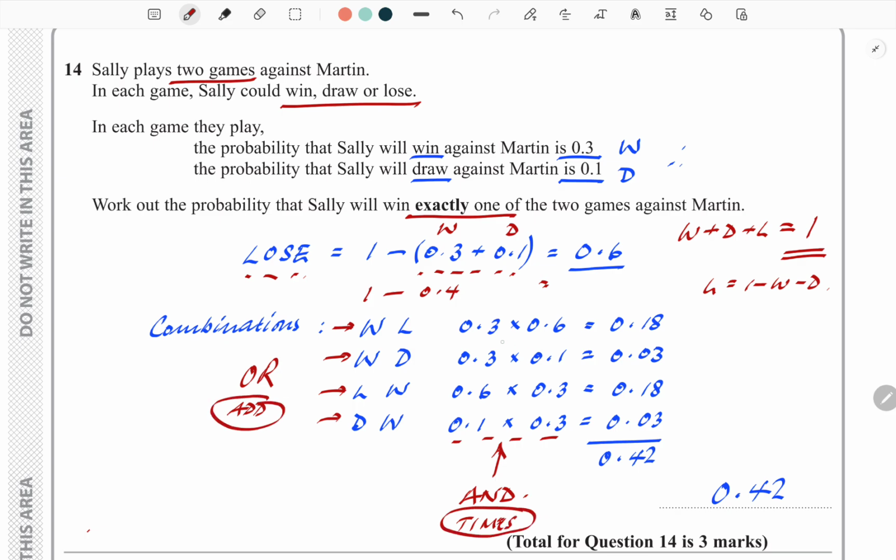All right, so the first one, 0.3 times 0.6, 0.18. Remember the decimal places. Don't make silly mistakes with the decimal places. 0.1 times 0.1, 0.03, right, 2 decimal places, and so on. That's repeated again, right? So you've got those. Add them all up, and 0.42 is your final answer.